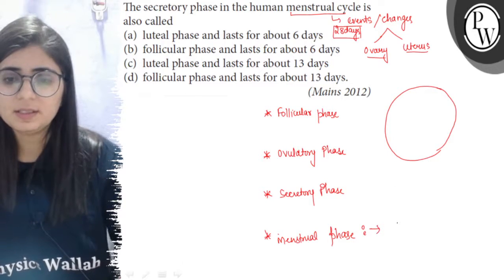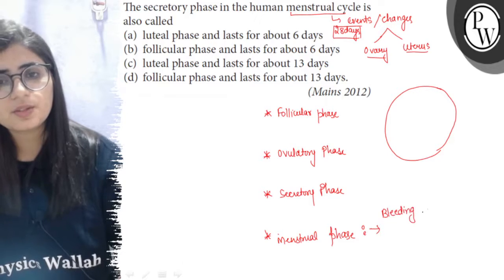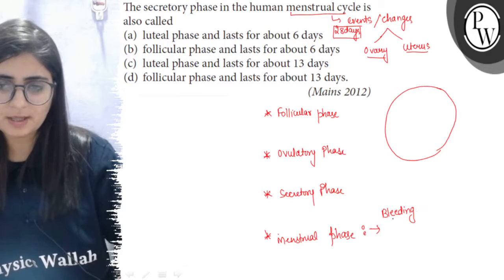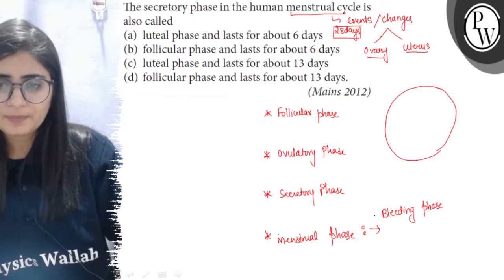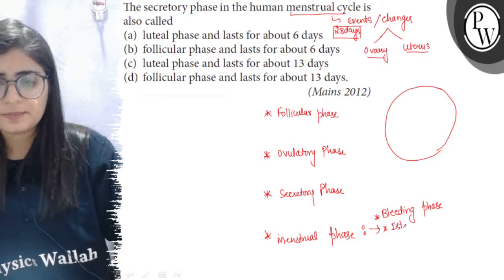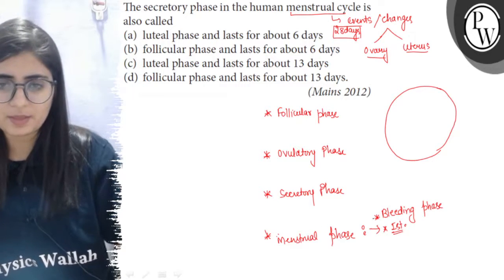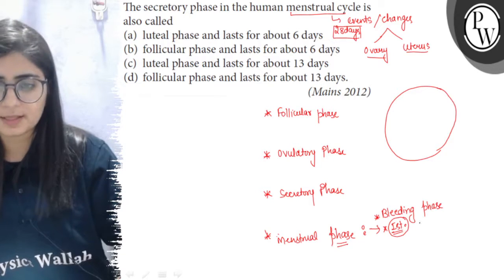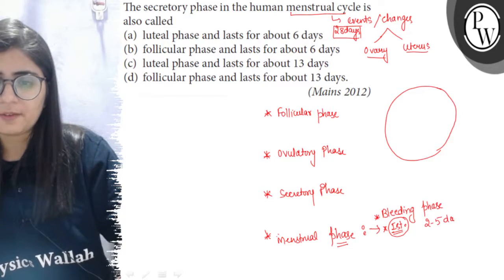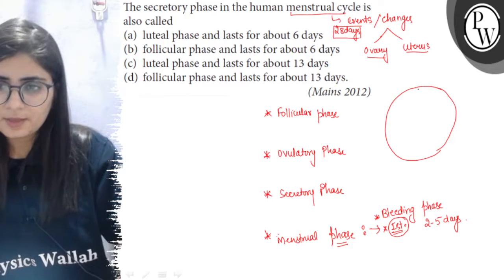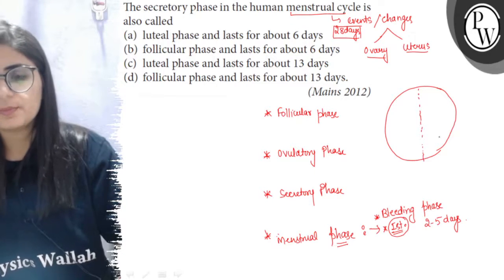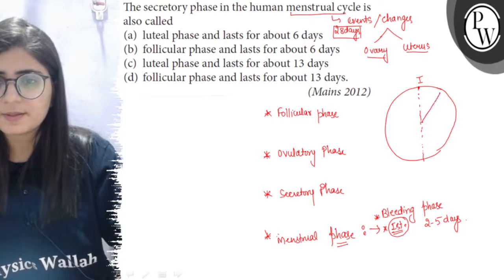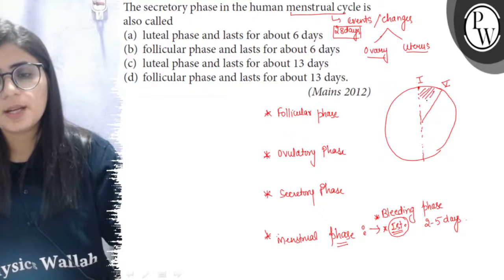The menstrual phase is the bleeding phase. It is the phase in which the broken pieces of endometrium and blood come out from the female's vagina. The first day of the menstrual cycle is considered the first day of menses. So we count the first day of the cycle from the first day of menses, and it lasts for about 2 to 5 days. If we divide these 28 days into two halves, this is the first day, and suppose this is the fifth day. So this is the menstrual phase.